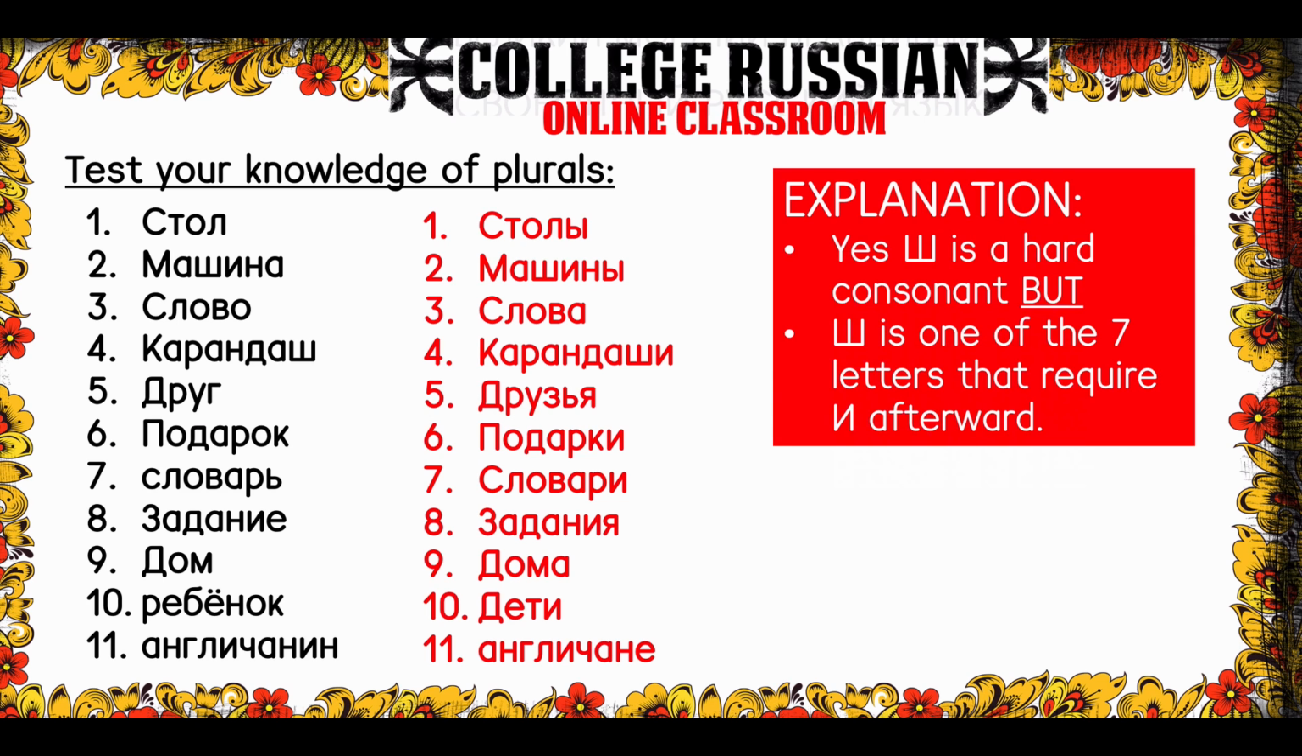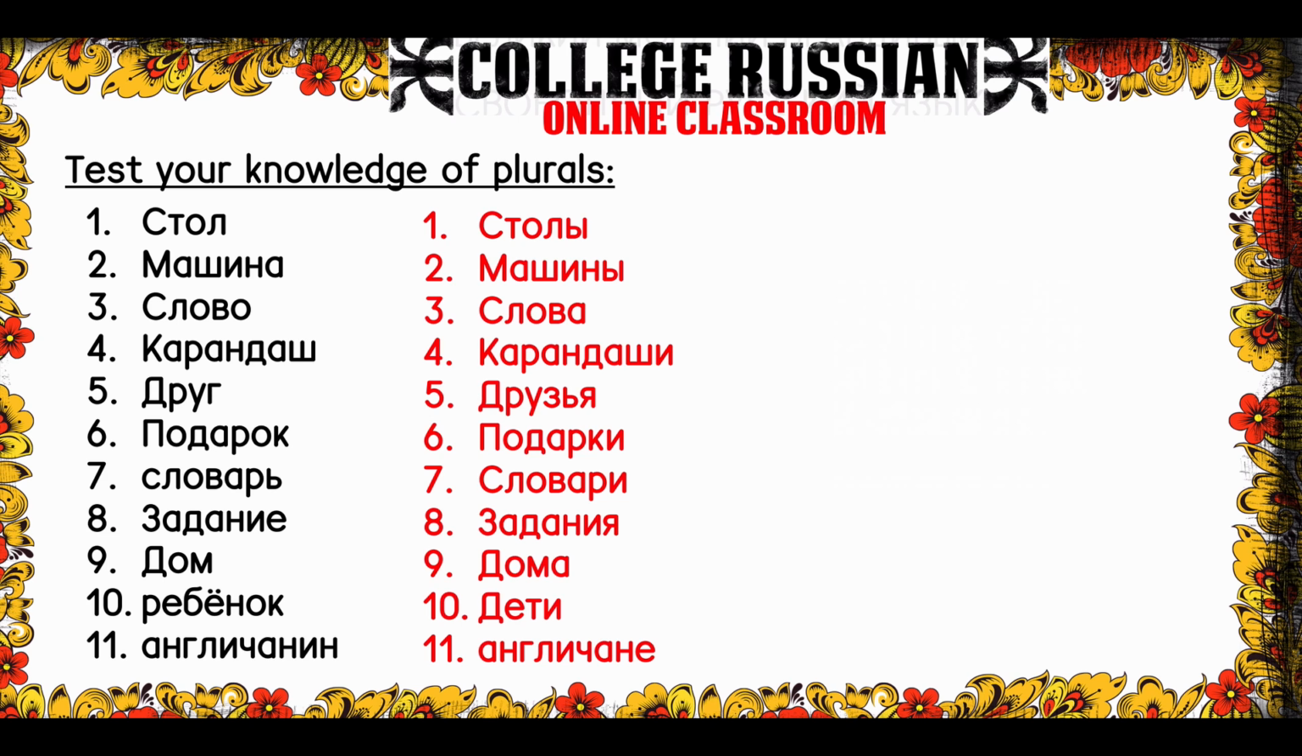The next one, друзья. What? That's so weird. Where did that even come from? That has nothing to do with the word друг. And this is an exception. Oftentimes people words have an irregular plural. And if you go over to College Russian on Facebook, I've made a fun little chart as a way of kind of helping you remember what kinds of words get irregular plurals.